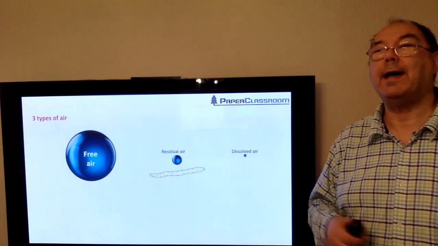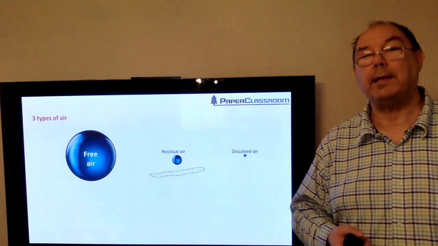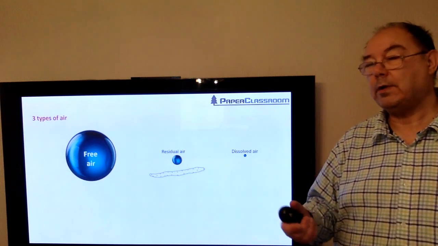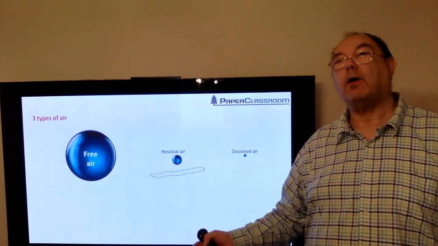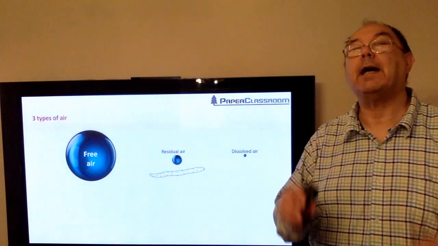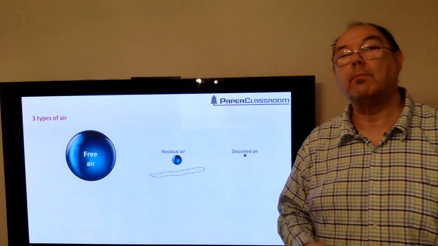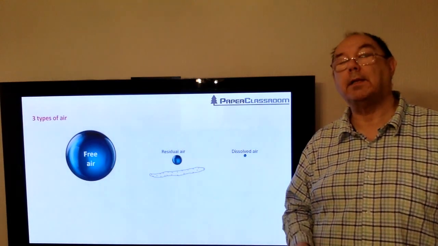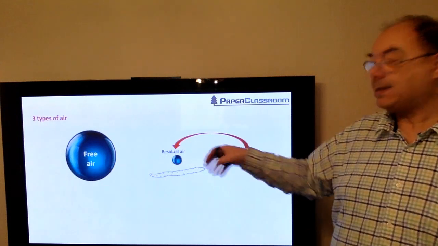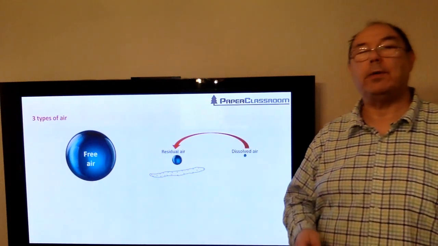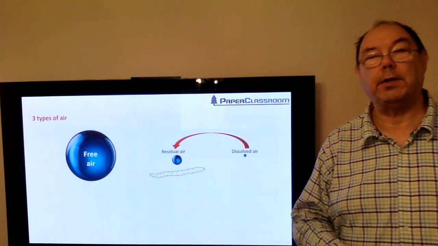And the 3rd type of air is what we call dissolved air. So this is the sort of air that you get in fizzy drinks. And as you know, when you release the top on a fizzy drink, all the air that you cannot see all comes out of solution, it aggregates, and it then becomes bubbles that you can see. Similarly in paper making, dissolved air, the bits will get together and they will become residual air, which is the most damaging of all the different types of air.